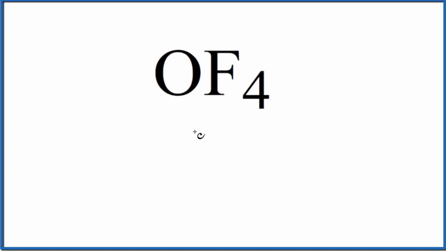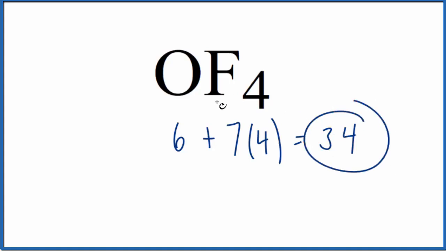So first off, oxygen, that's in group 16, sometimes called 6A. It has 6 valence electrons. Fluorine, group 17, sometimes called 7A, it has 7, and then we have 4 of those. So 6 plus 28, that's 34 total valence electrons for this OF4 Lewis structure.